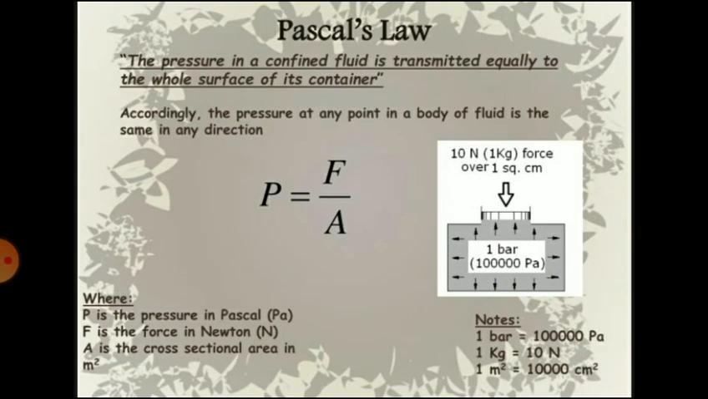Pneumatics is based upon Pascal's law. The pressure in a confined fluid is transmitted equally to the whole surface of its container. Accordingly, the pressure at any point in a body of fluid is the same in any direction. So P equals F upon A, where P is the pressure in pascals, F is the force in Newtons, and A is the cross-sectional area in square meters.